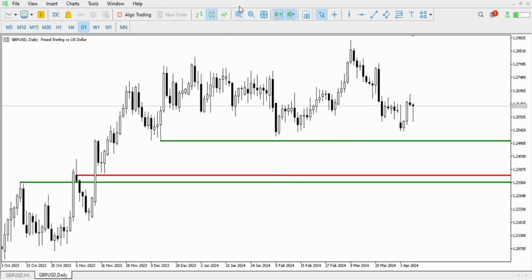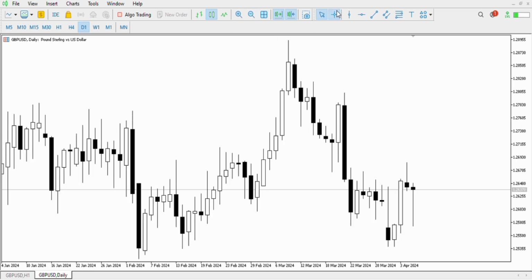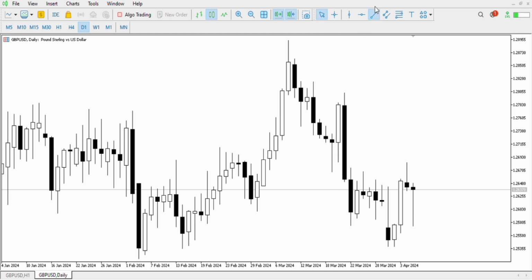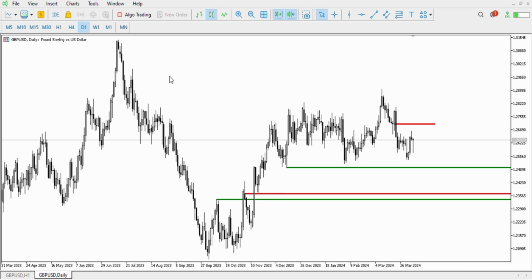However, you can also take note of this daily order block right here. So maybe I should just quickly mark it out. I'll use the color red. This is a daily order block. If price wants to head higher this week, this might be a level to push price down. Okay, so the order block is at 1.27185.